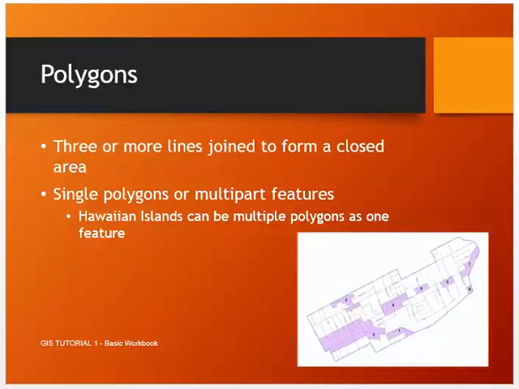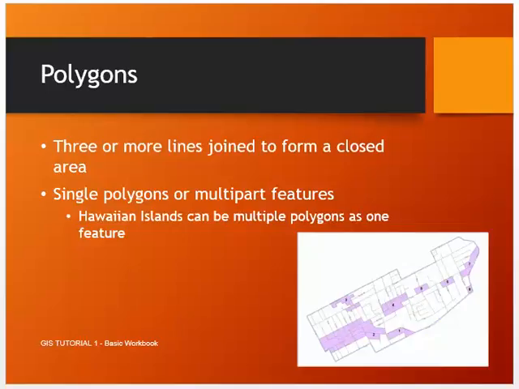The third type of geometry is the polygon. This has two dimensions, length and width. By definition, three or more lines joined to form a closed area. Closed area is important there. If it doesn't close, it's not a polygon.